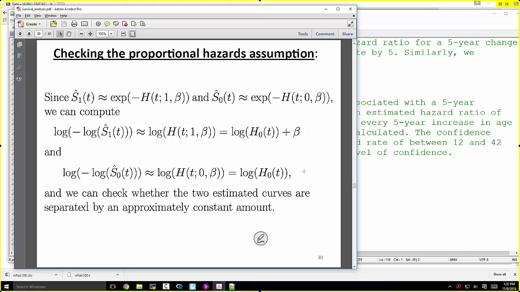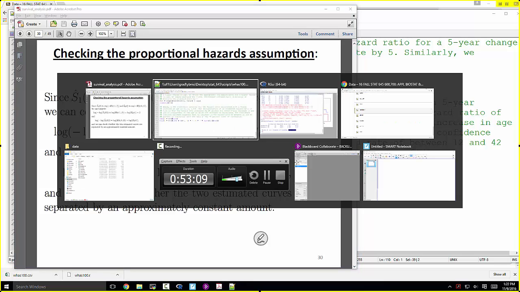Long story short, if the Cox proportional hazards model holds, then this is one way that we should be able to highlight that it holds. If we fit two survival curves, like in this case, one for a treatment group, one for a control group, we fit two of them and log minus log transform them, they should roughly be separated by a constant amount, parallel to each other. So let's look at an example of that. I'll just show you what one looks like, and then we can go back and look at the slides maybe next time.